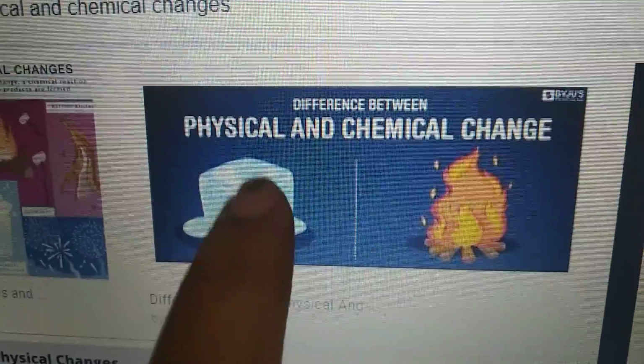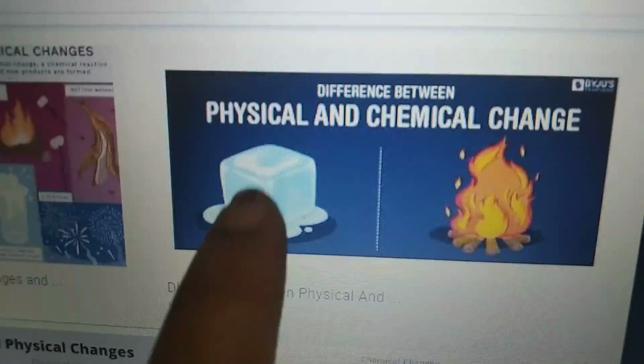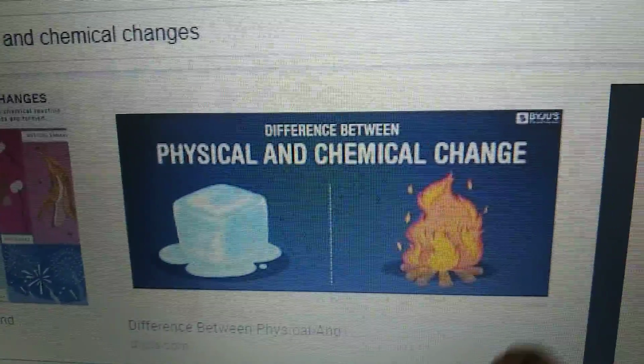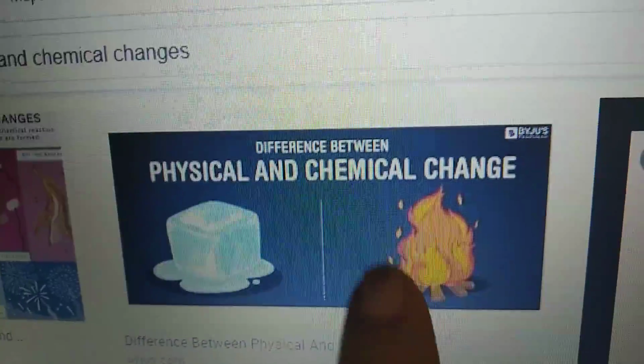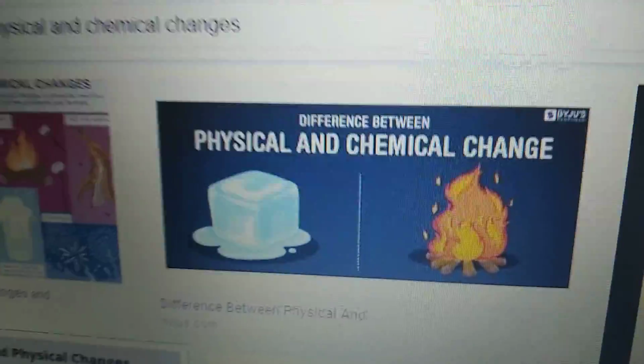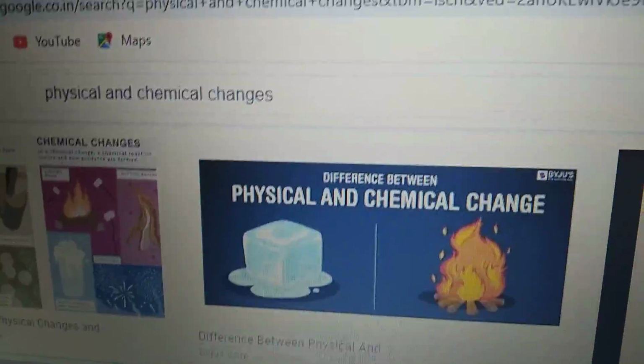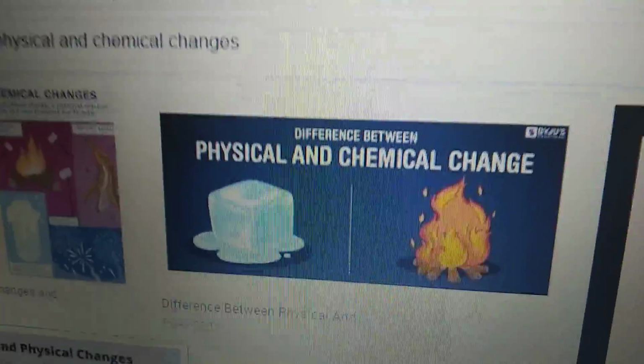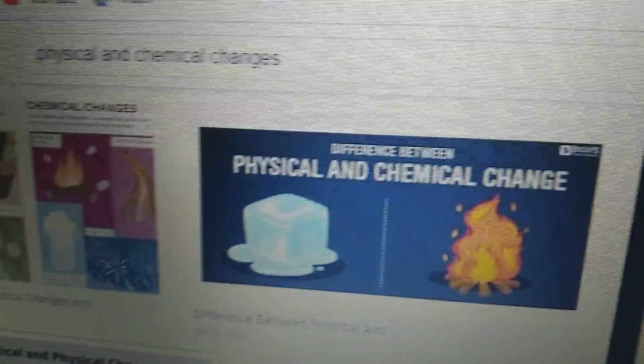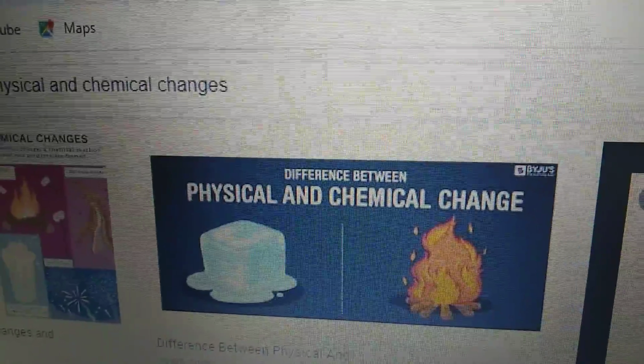That is nothing but, see, ice cube converts to water. Again water, if you freeze it, converts to ice cube. Chemical change: if you burn anything, it cannot be reversed. That means, in a chemical change, if you burn the paper, we will get the ash. Again with that ash we can't prepare the paper, isn't it? So that is nothing but chemical change.